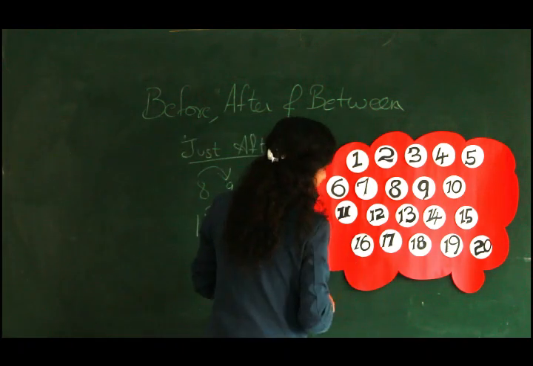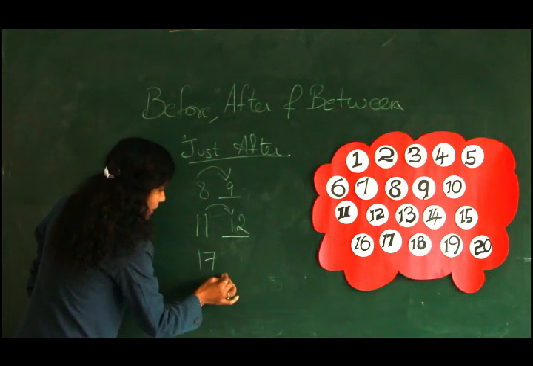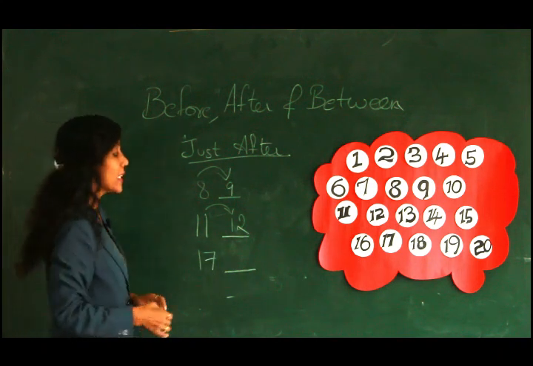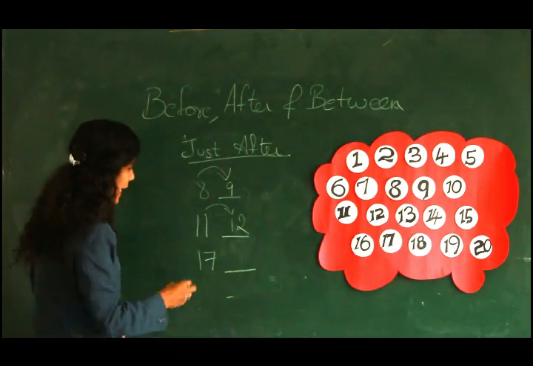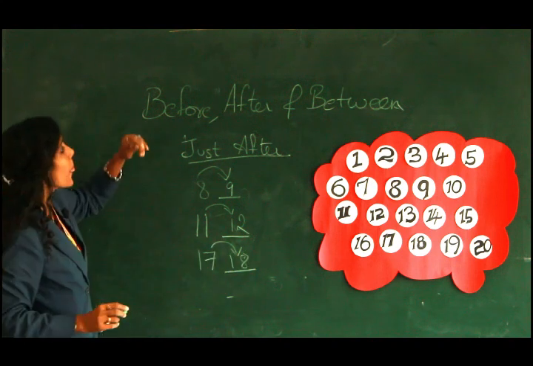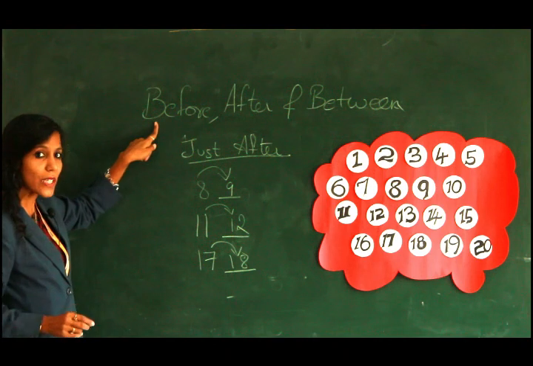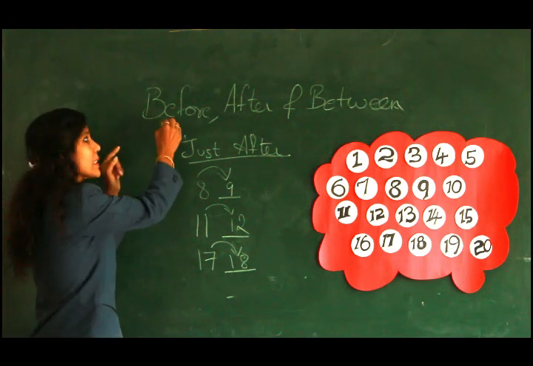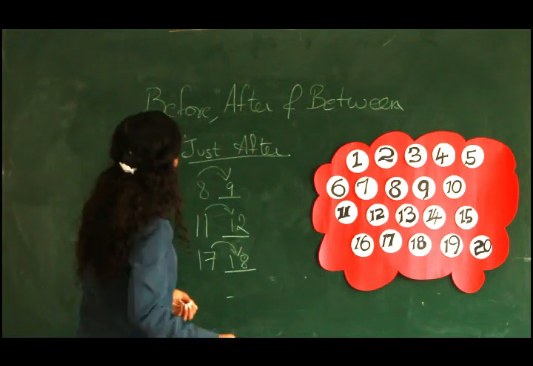Now if we take another example, 17. The number just after 17, again we do the forward counting, we go to 18. So here we see how we have combined forward counting and backward counting. Backward counting goes with before numbers, forward counting goes with after numbers.